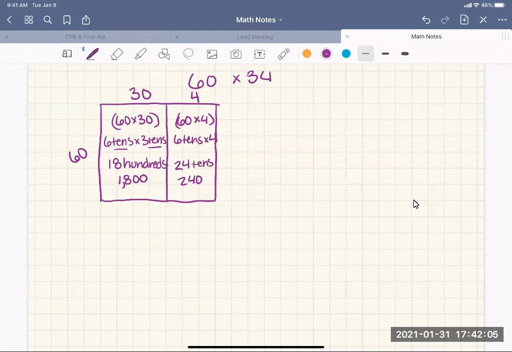Then we're going to add these two together. I'm going to line them up vertically so I can easily keep my place value when I'm adding and don't lose it. So our answer here is 2040. Okay, the way to represent this in standard form, which we will really, really focus on a few lessons down the road, is when we write this out with our standard algorithm, it's going to look like this.